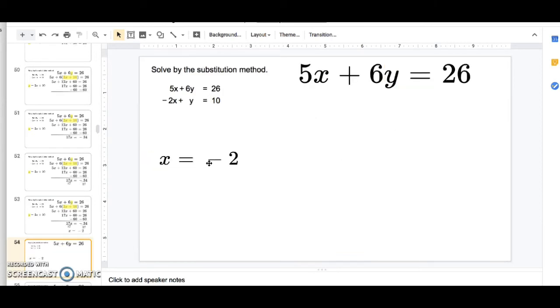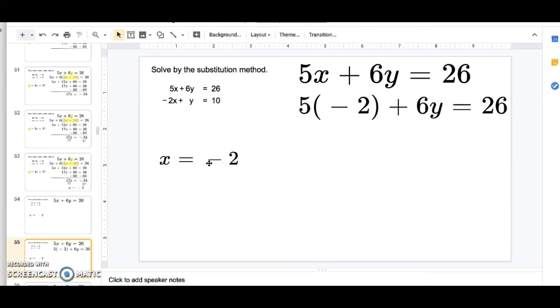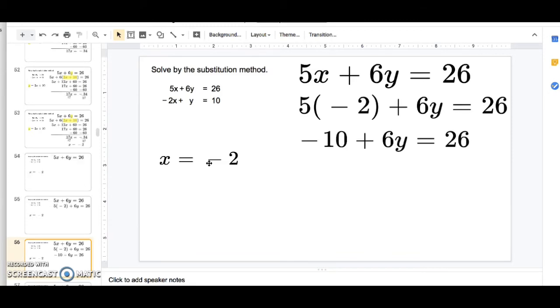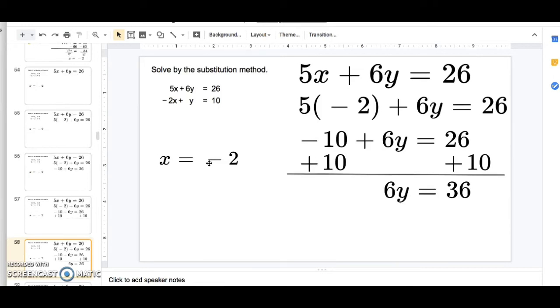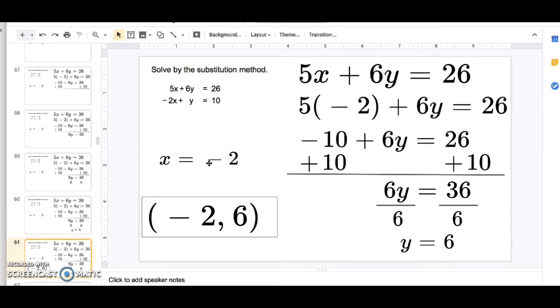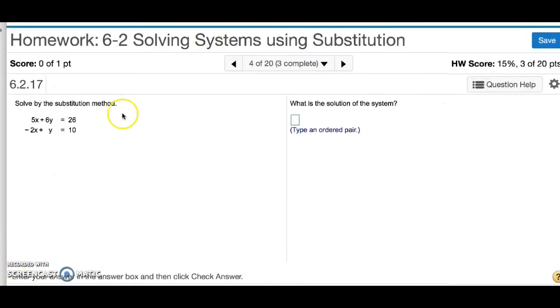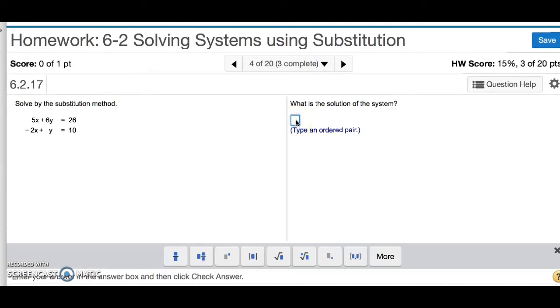Now to find y, we take that negative 2 and put it back in the first equation for x. So 5 times negative 2 is negative 10. So you have negative 10 plus 6y equals 26. Add 10 to both sides, we get 6y equals 36. Divide both sides by 6, we get y equals 6. So then we have (negative 2, 6) for our solution, putting those together. So we have, in parentheses, negative 2, 6.